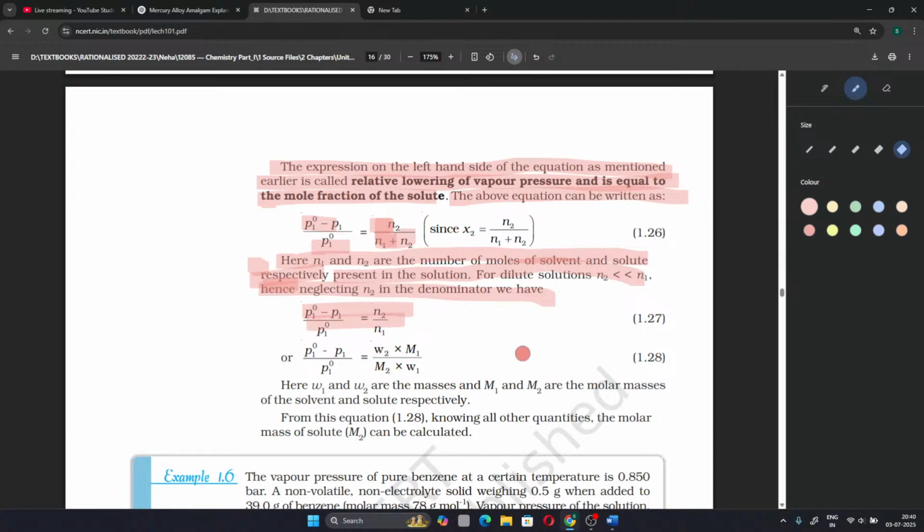Then we know that given weight divided by molecular weight gives us the number of moles. Substituting that formula, we get another form of the same equation. Here W1 and W2 are the masses, meaning given weights, and capital M1 and capital M2 are the molar masses of the solvent and solute respectively. From this equation 1.28, knowing all other quantities, the molecular mass of the solute M2 can be calculated.